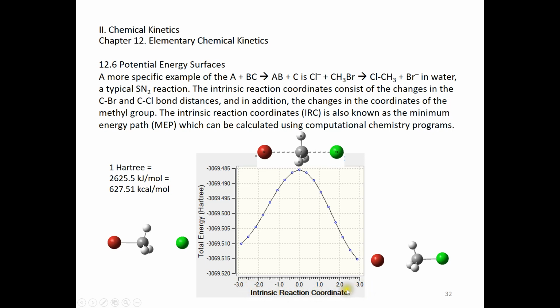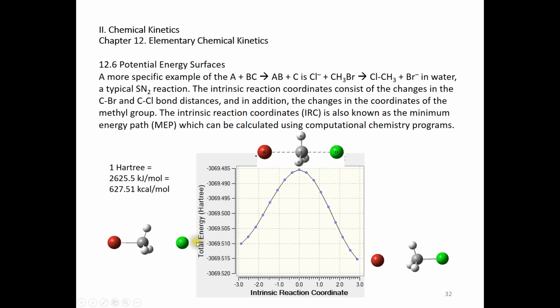And this intrinsic reaction coordinate includes the changes in the carbon-bromine bond distance and carbon-chlorine bond distance. In addition, this intrinsic reaction coordinate includes the changes of the coordinates of these three hydrogen atoms relative to carbon. So you can see this CH3 is almost planar. Over here it's definitely non-planar. On the product side it's non-planar. In the middle it's planar. So the intrinsic reaction coordinate just describes the changes of the coordinates of the entire molecule.